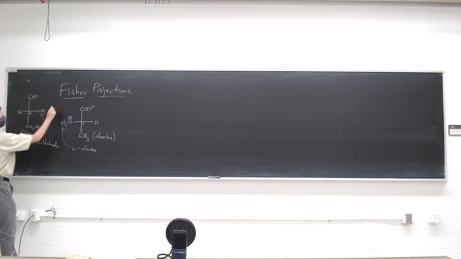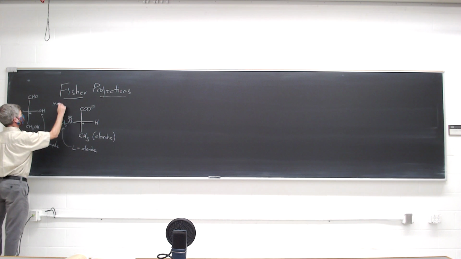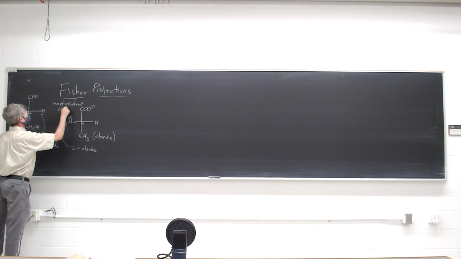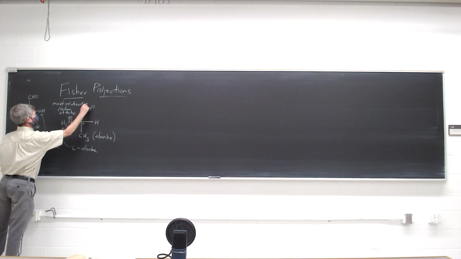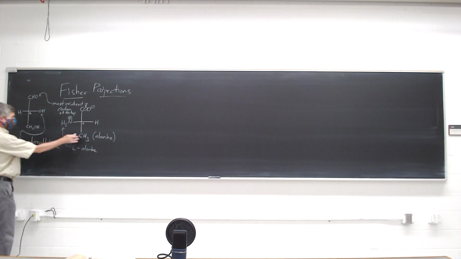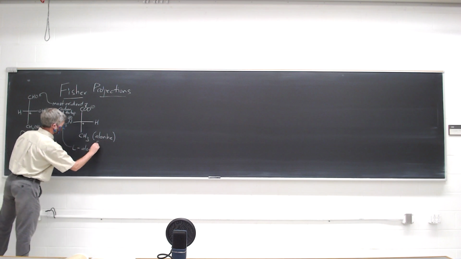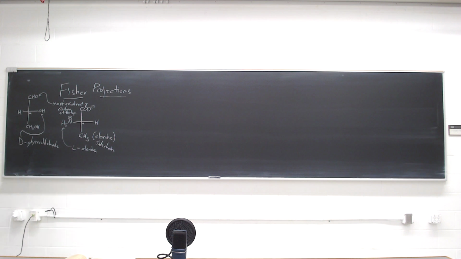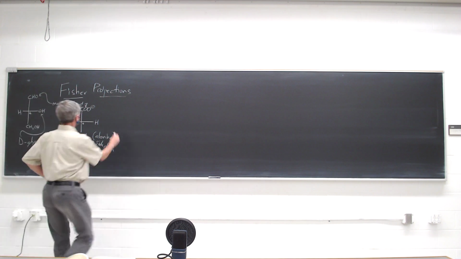Always the most oxidized carbon on the top. So in this case, the most oxidized carbon is the carboxylic acid. In that case, it's the aldehyde. And then whatever else is present down at the bottom. So this is where the side chain goes at the bottom. But that's planar. So that's kind of a pain. It doesn't actually give us a good picture of what that actually looks like in 3D.